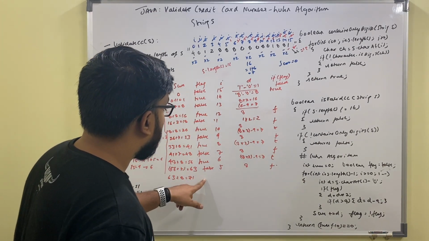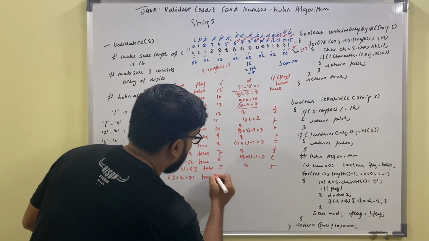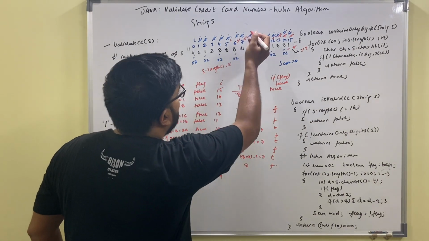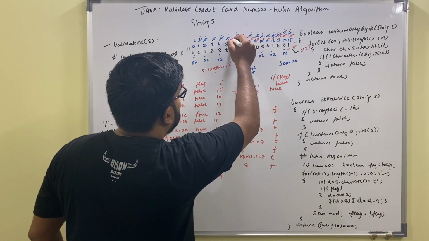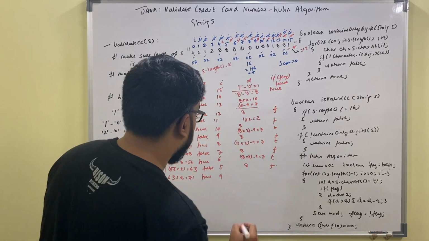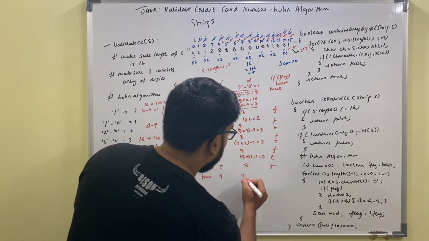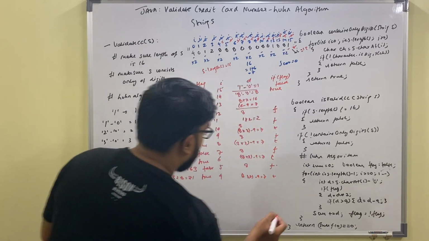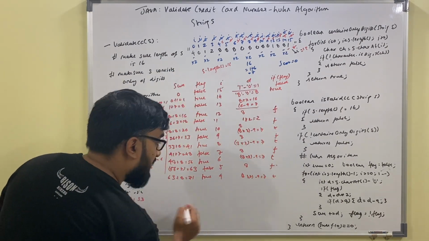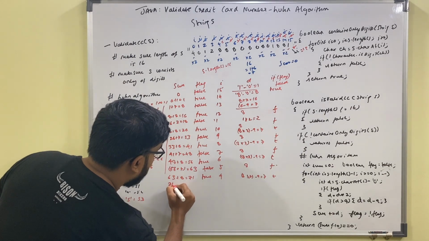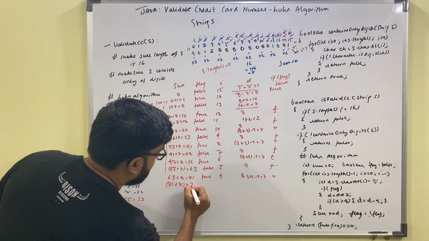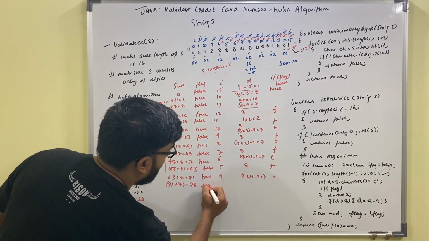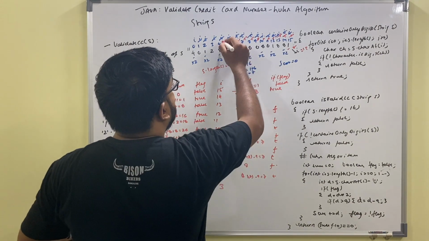Okay, this becomes true. Next value of i is 4. Again 8. Since this is true, we do 8 into 2 minus 9, which equals 7. This is true, so we add 7. 71 plus 7, we get 78. This becomes false.